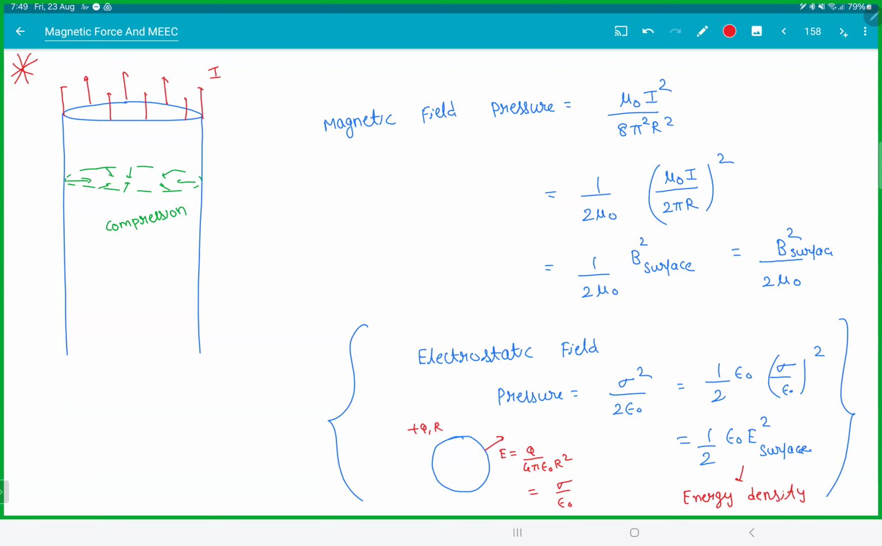Have a look at this. Is it clear with this? If you send current through the wires, they do compress. That was the previous page.